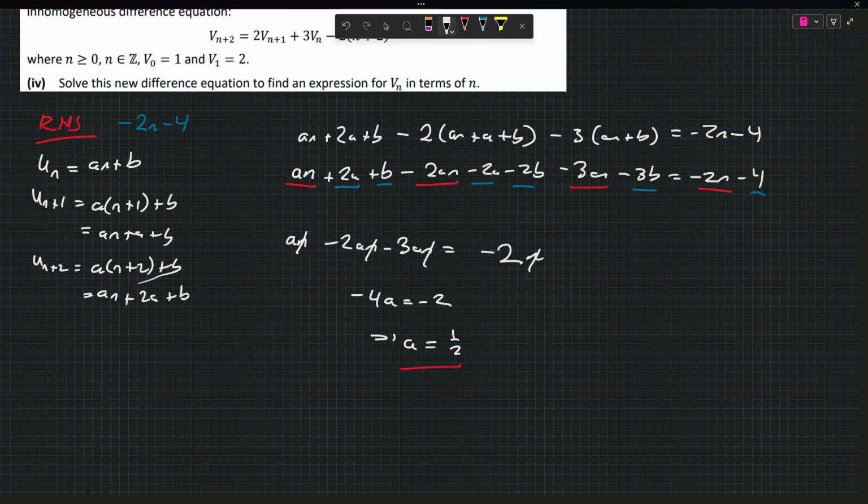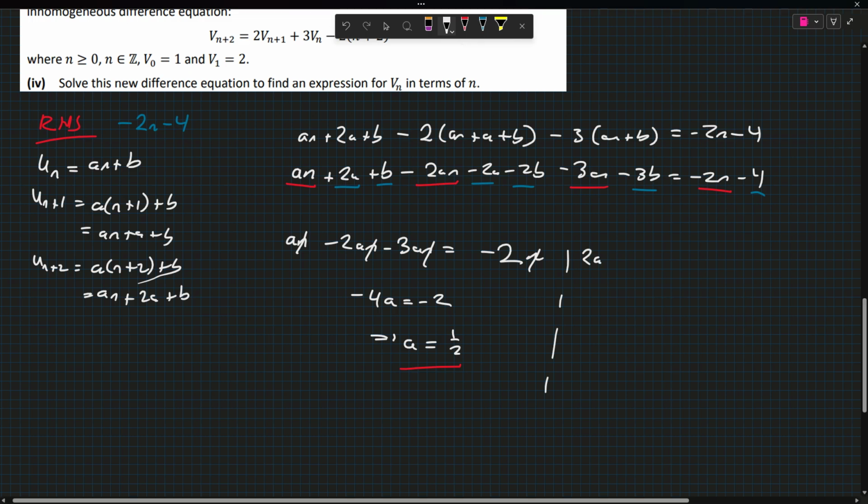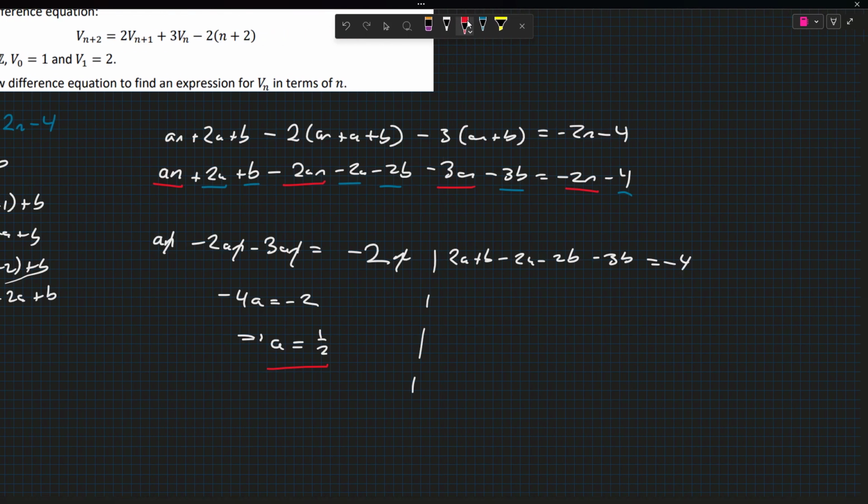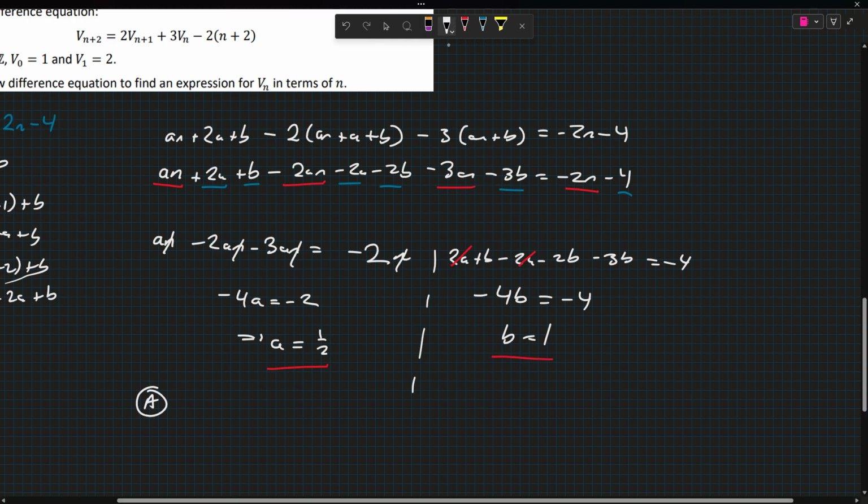So now we can use this information in solving for the blues. So we have 2a plus b minus 2a minus 2b minus 3b is minus 4. As a matter of fact, we don't actually need information from the a's because these are going to go. Now you have b minus 2b minus 3b, which we've found already as minus 4b is minus 4, so b is 1. That means solution A would be 1/2 n plus 1.